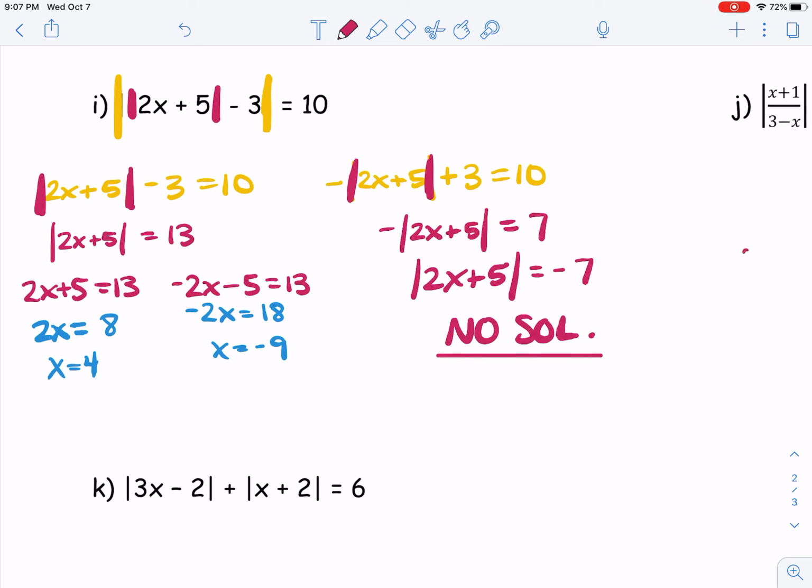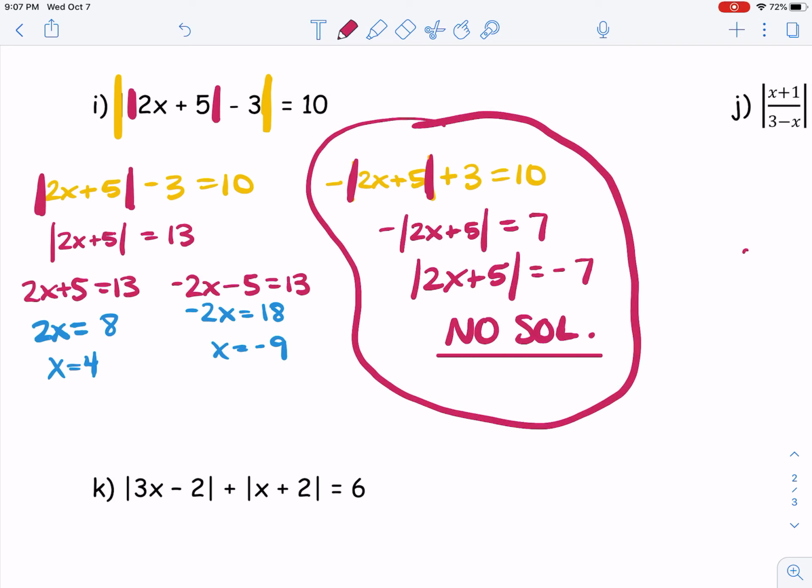An absolute value is never going to equal a negative number. So this whole situation here doesn't even need to be split further into two equations, because this is not a true statement. Hallelujah, praise the Lord. If it would have been, we would have broken it up again into two equations: 2x plus 5 is equal to negative 7, and negative 2x minus 5 equals negative 7. We're not going to do that because we know that it's not true. It's not going to be right.